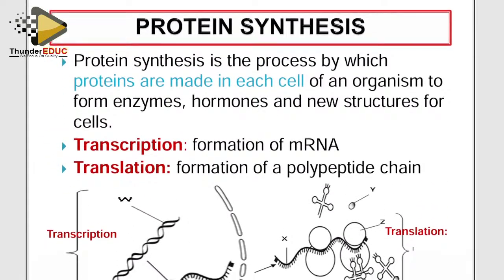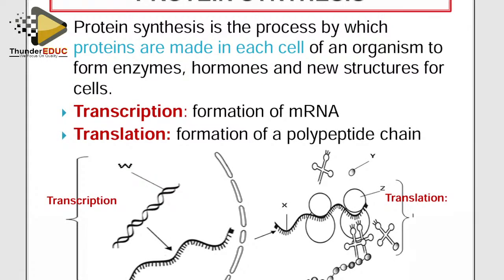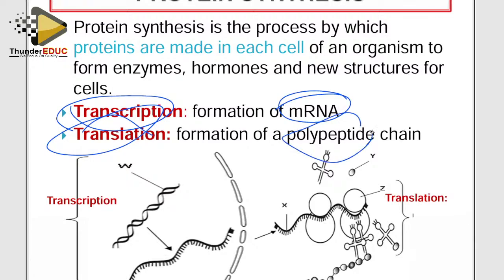Here is protein synthesis. What do you need to know about protein synthesis? You need to know how to label what is happening in transcription and what is happening in translation. Transcription means what? Formation of messenger RNA. They asked that question some time back and people were failing it. Translation means what? Formation of a polypeptide chain. Please don't confuse a polypeptide chain with the protein. A polypeptide chain means less than 50 amino acids. If it is above 50 amino acids, we call it a protein. Is it clear? Yes.